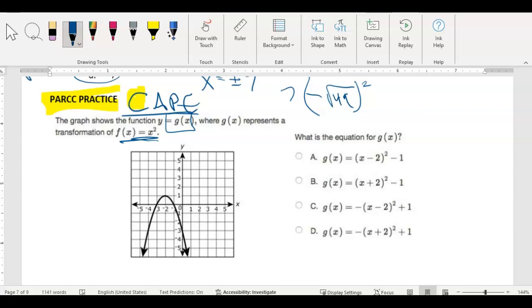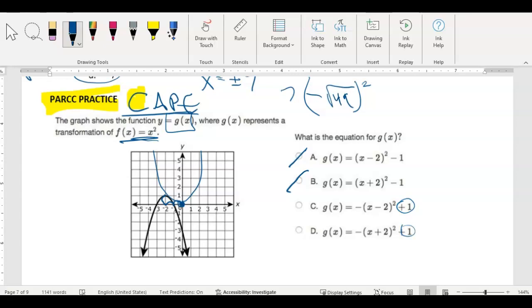So our original equation would have been starting here, at the origin. It has flipped upside down, which means we have a negative coefficient. So I'm going to cross out a and b because the only place we have negative coefficients are for c or d. That's the first thing. The next thing is my vertex has moved over 2 to the left and has moved up 1. So I know at the end I need a plus 1. Both of these have plus 1.